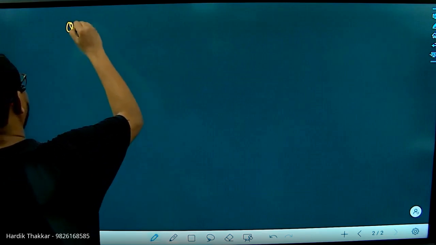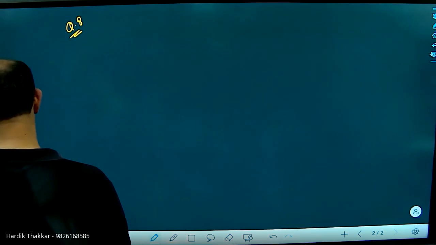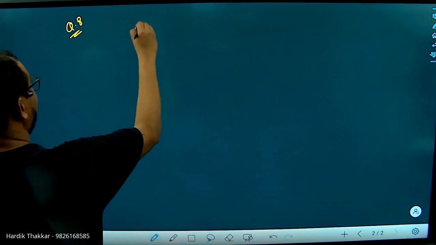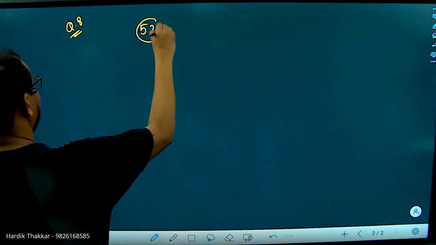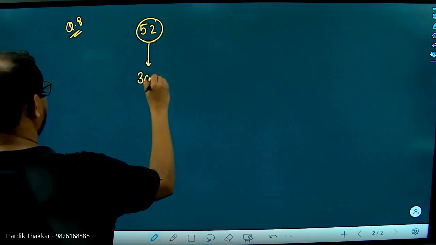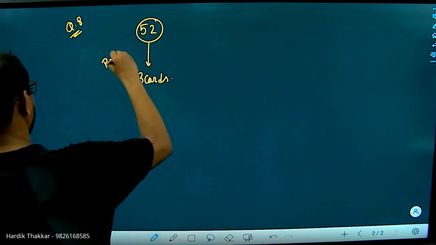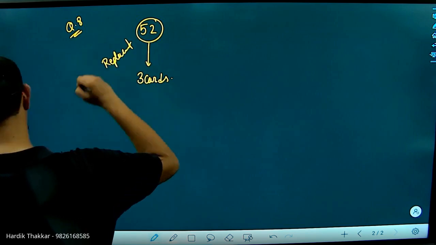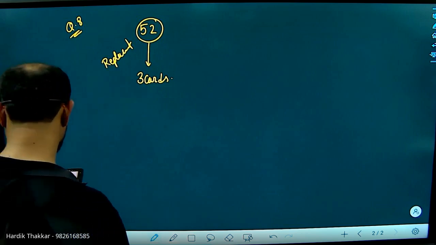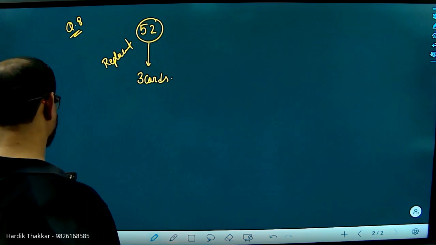Okay. Now the next question, question number 8 from the same exercise. Question number 8 says that 3 cards are drawn successively with replacement from a well shuffled deck of 52 cards. So we have a pack of 52 cards, and 3 cards are drawn with replacement. And the question says, find the mean and variance of the number of red cards.